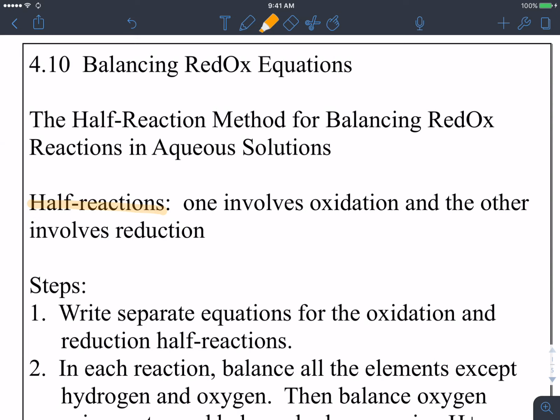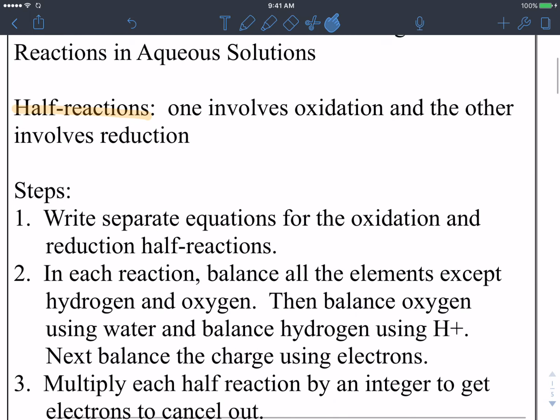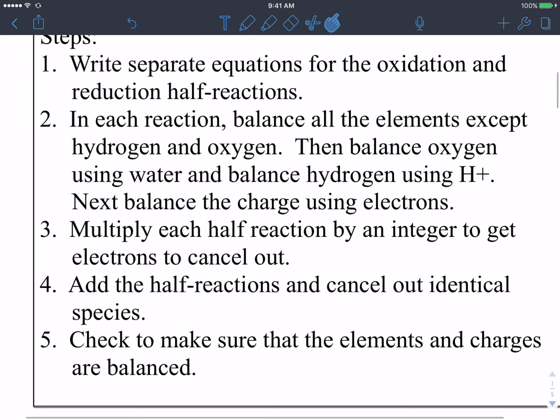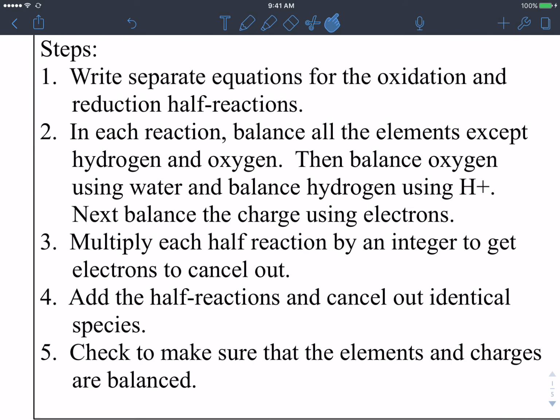Then you'll see that there are several steps that we'll need to follow, and I'm just going to briefly read through them, but really they don't make sense until you start doing it. So I cannot emphasize enough the need to practice balancing these redox reactions.